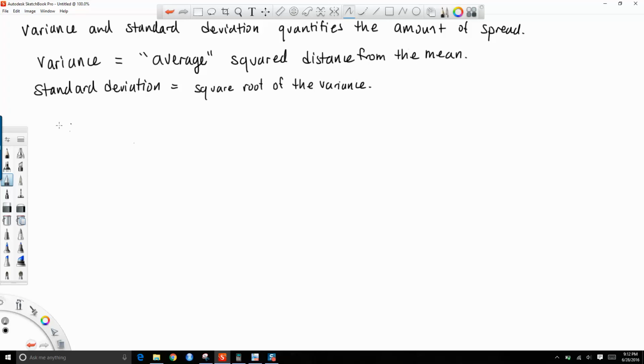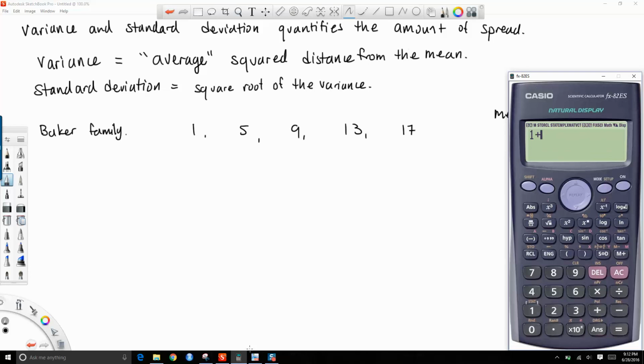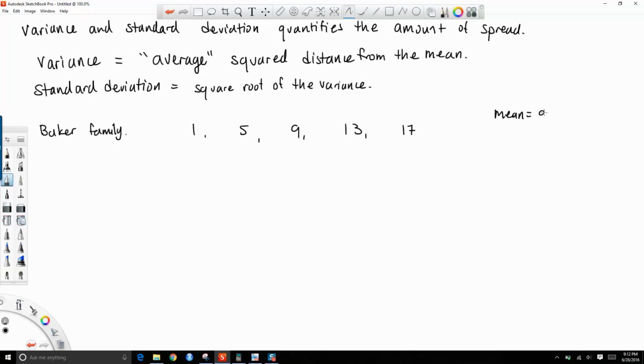Okay, so let's take a look at the Baker family. Okay, and their ages were 1, 5, 9, 13, and 17. Okay, if we add these up and we calculate the mean, I can show you: 1 plus 5 plus 9 plus 13 plus 17 is 45. Divide that by 5. We get the mean is equal to 9. Okay? So we've defined variance as the quote average squared distance from the mean.